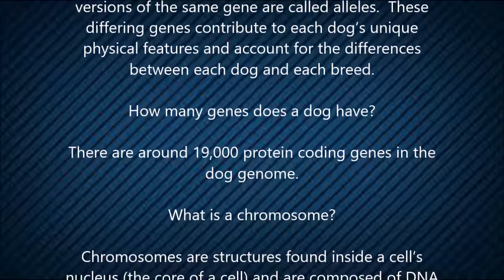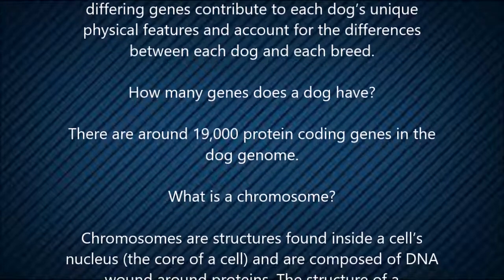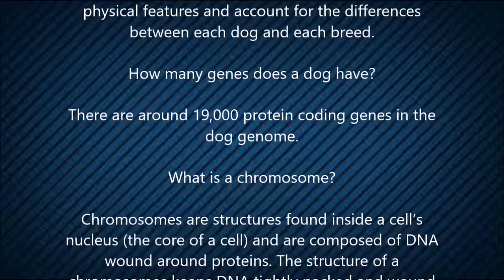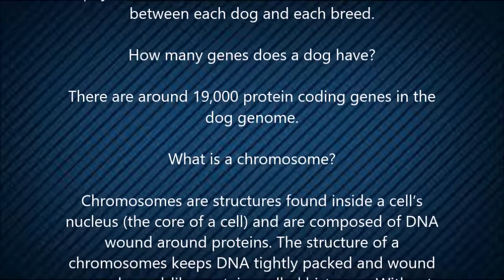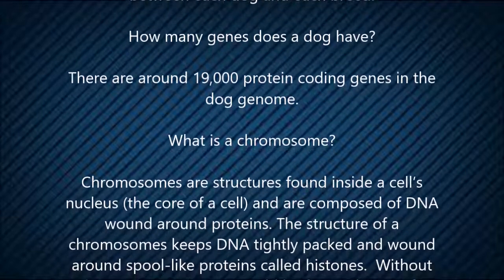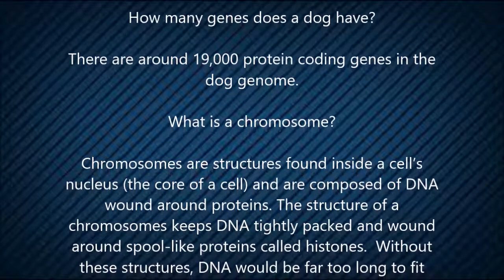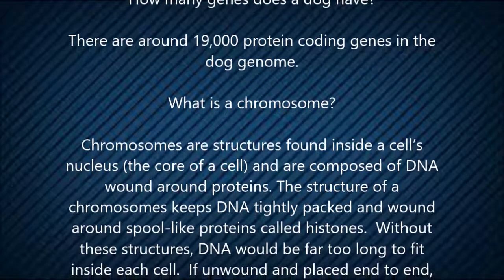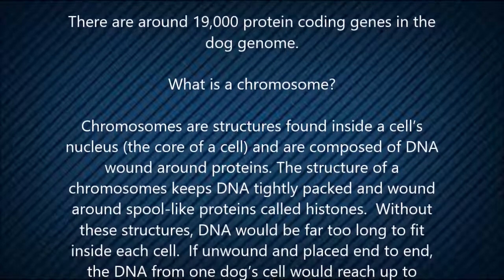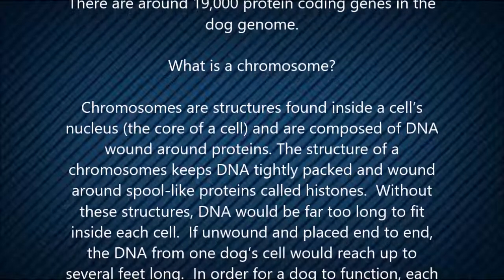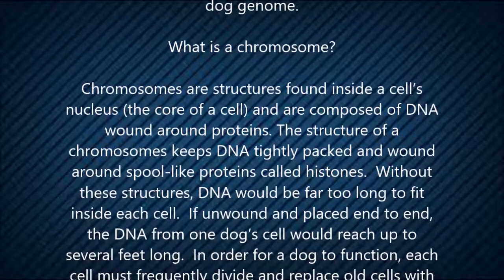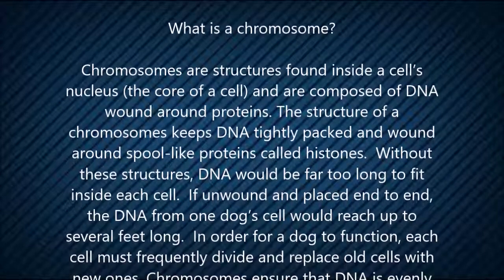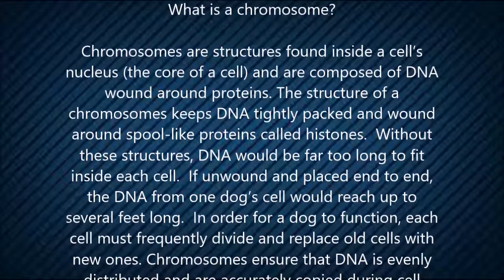These differing genes contribute to each dog's unique physical features and account for the differences between each dog and each breed. How many genes does a dog have? There are around 19,000 protein-coding genes in the dog genome. What is a chromosome? Chromosomes are structures found inside a cell's nucleus, the core of a cell, and are composed of DNA wound around proteins.